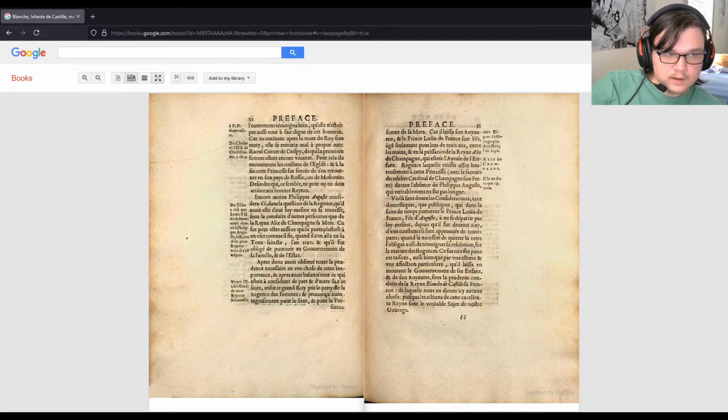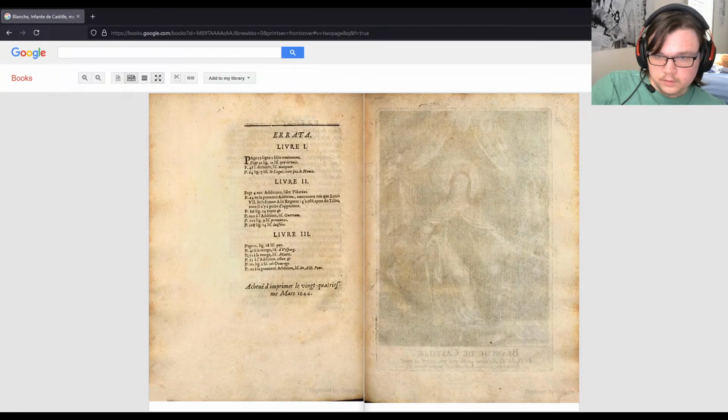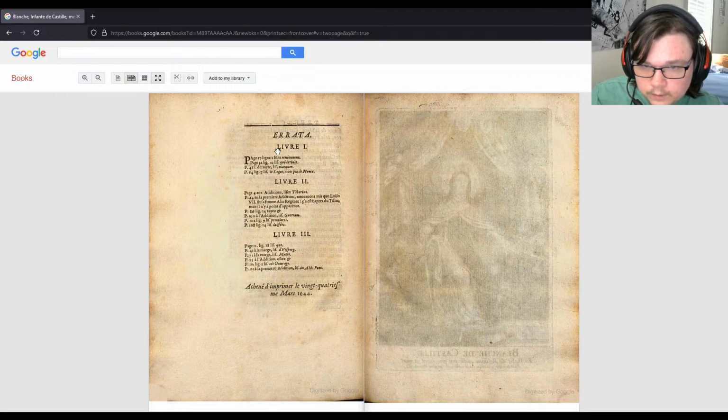So I think not talking about her is this. Okay, here we go. Book 1, we got... Oh, is this errata? I don't remember what that meant. Is that like table of contents, or is this like the errors? I think this is errors. I guess that makes sense that you'd have that.